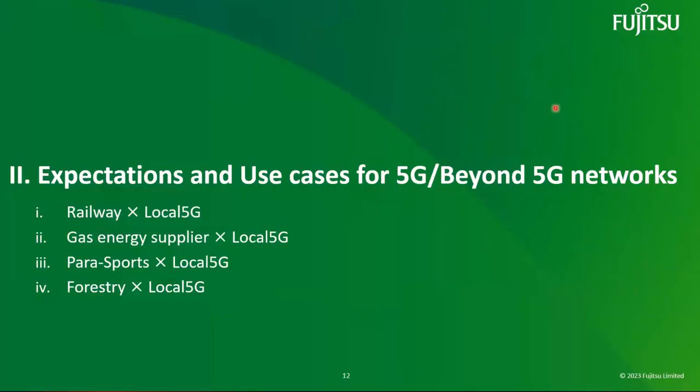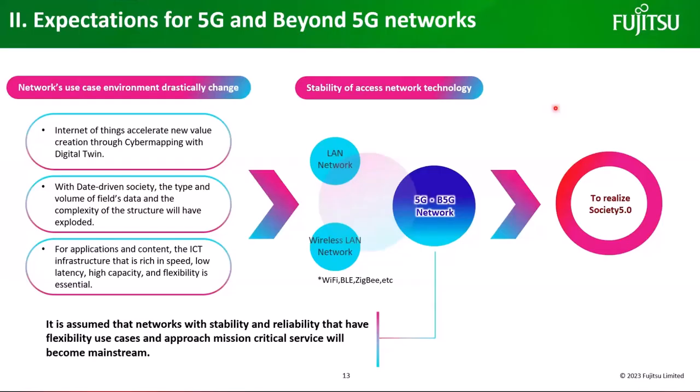Okay, next, we will introduce the expectation for future networks and use cases. About expectation for 5G and beyond 5G networks, Internet of Things accelerates new value creation through cyber mapping with digital twins. The type and volume of field data and the complexity of the structure will have exploded. For application and content, the ICT infrastructure that is rich in speed, low latency, high capacity, and flexibility is essential.